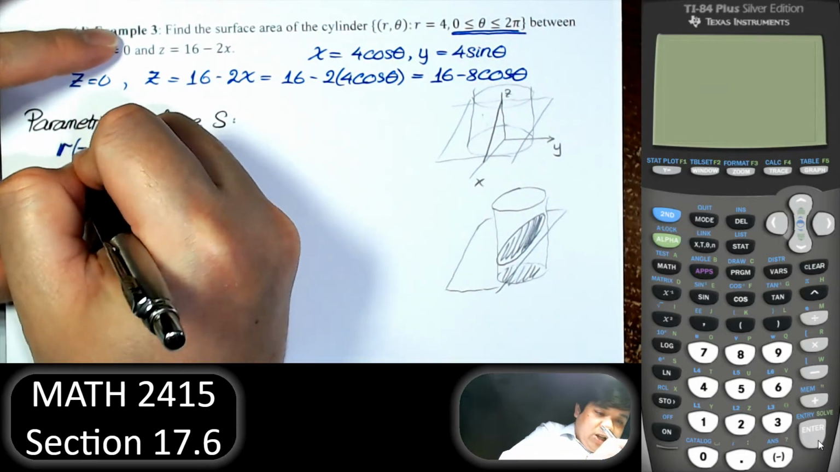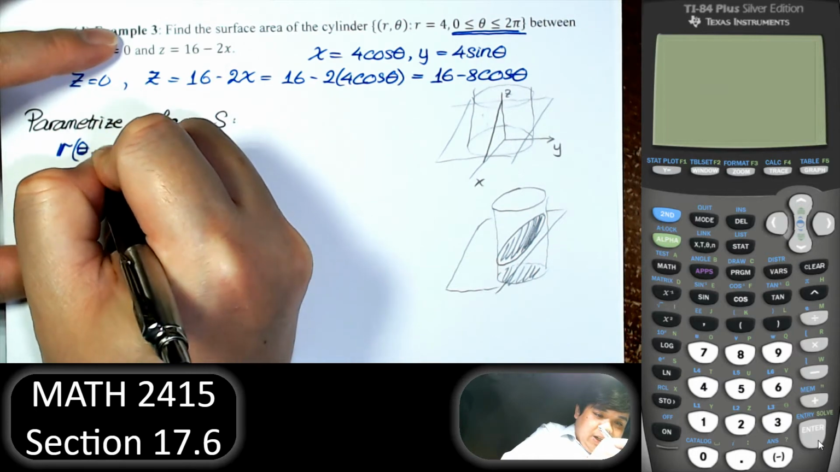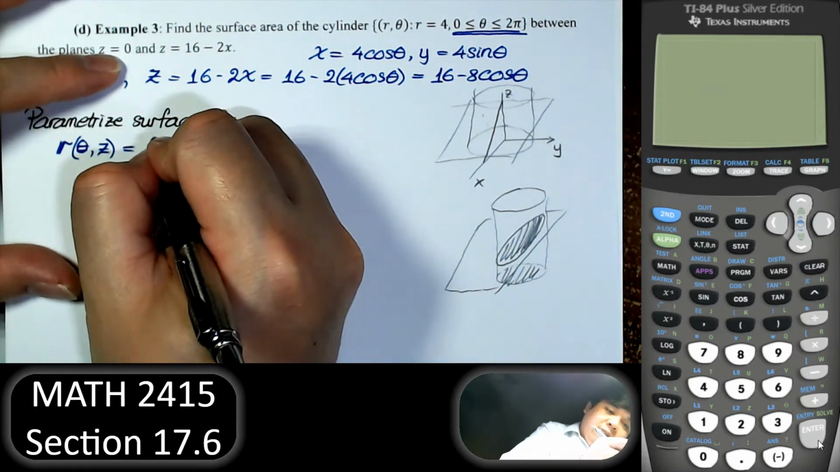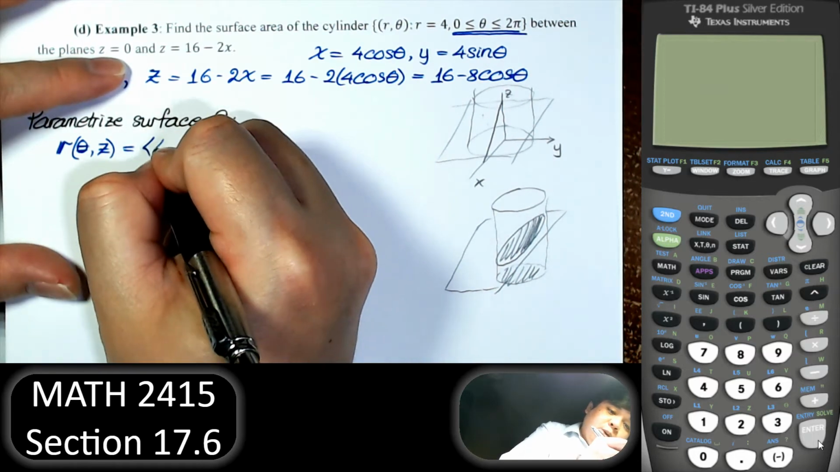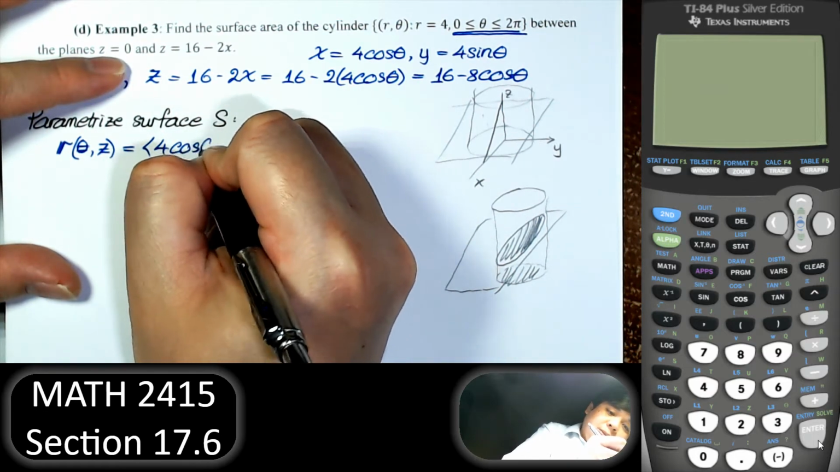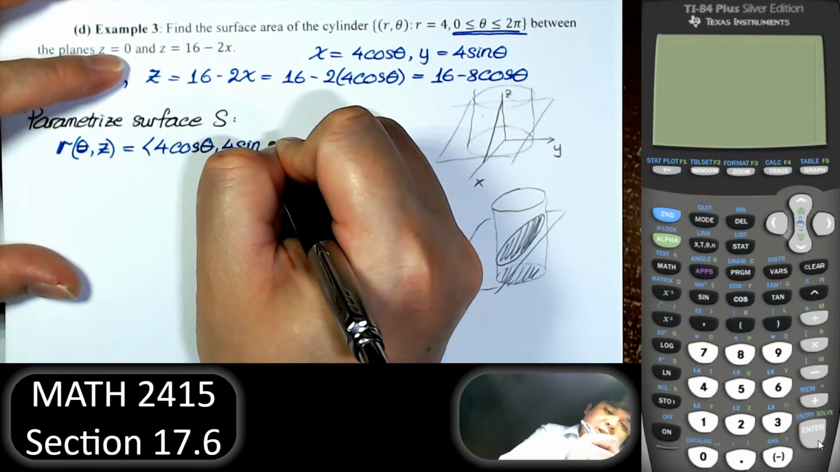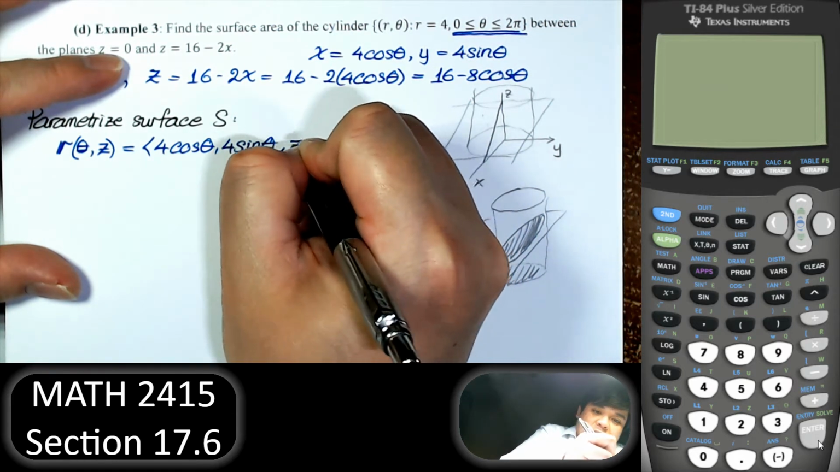R will depend on two variables, theta and Z, two parameters. We have X is 4 cosine theta, Y is 4 sine theta, and Z is Z.